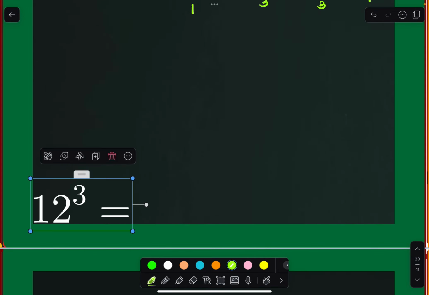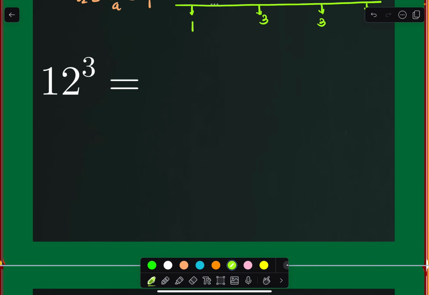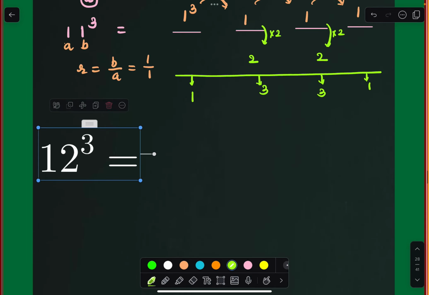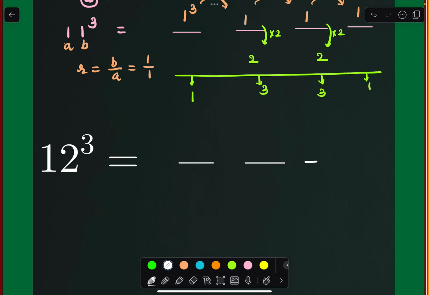Now see, one more example, I'm taking 12 cube. So in the 12 cube case also, can you get the same thing? We'll see here also. Here also we need to calculate four places, right? Four places we have to calculate. Since it is a cube, a plus b whole cube, in the expansion it will contain four terms. So we need to calculate four places here.